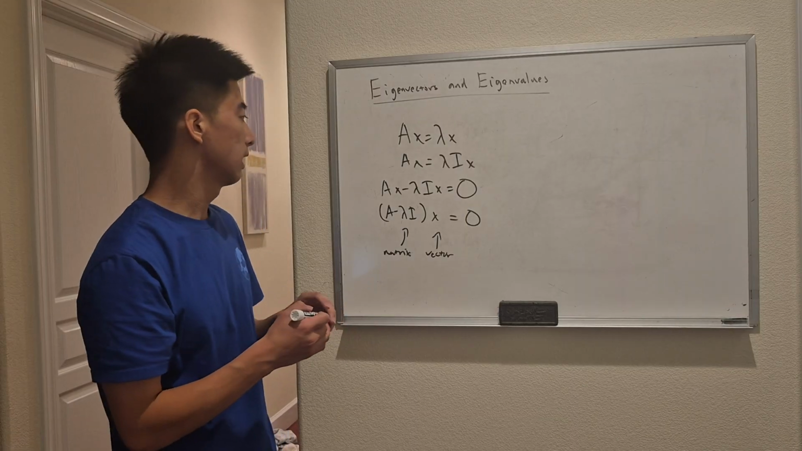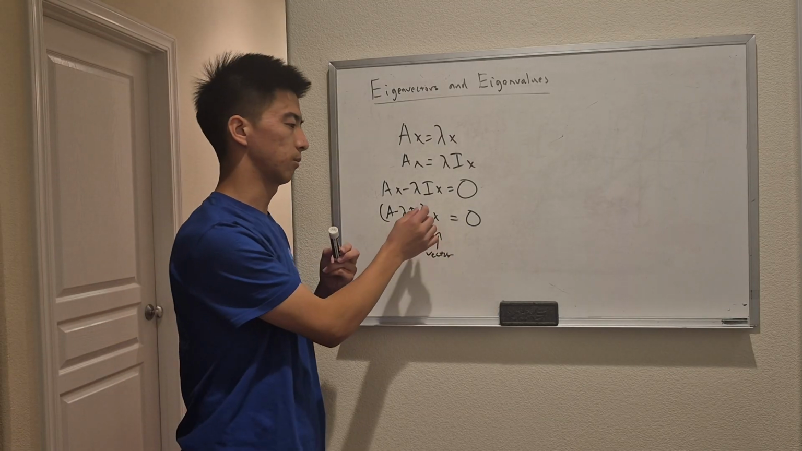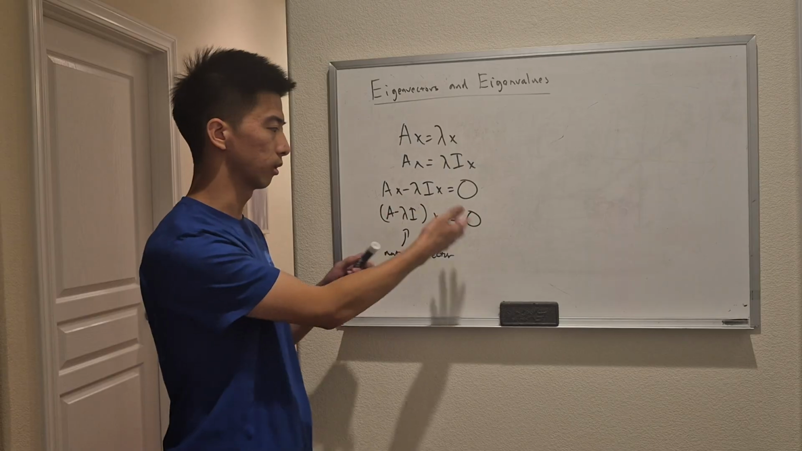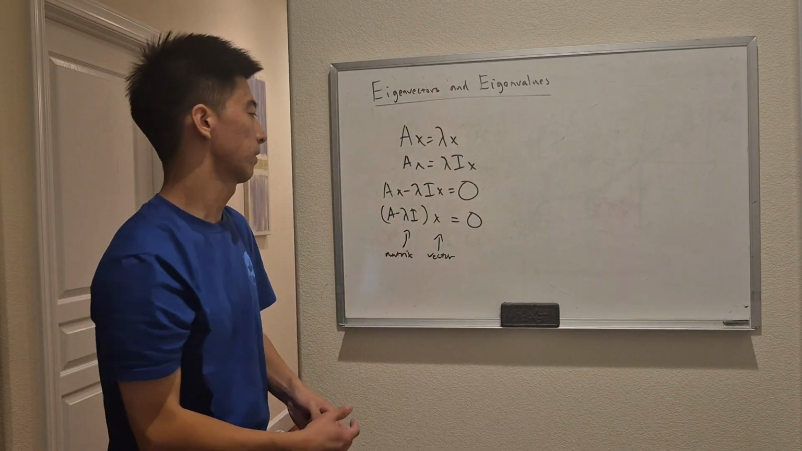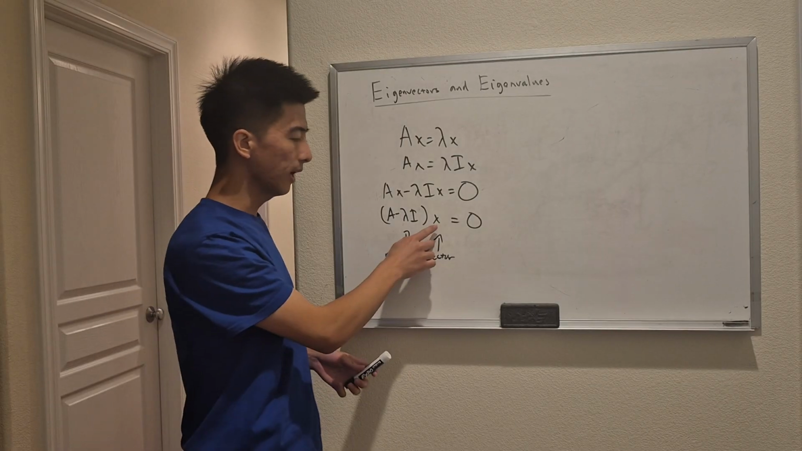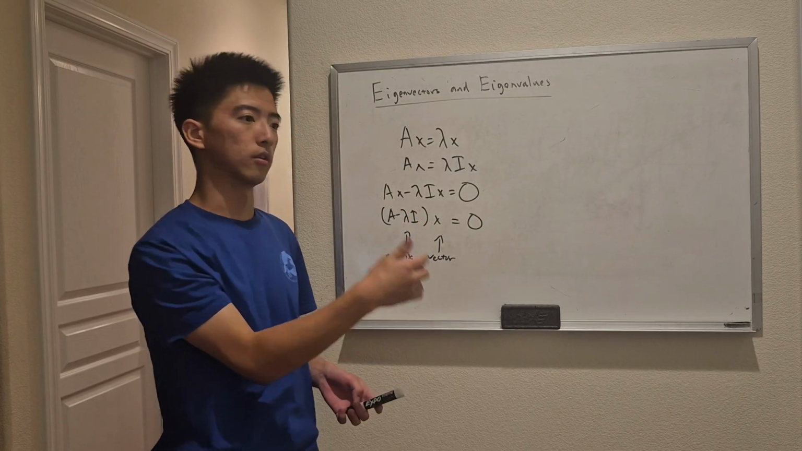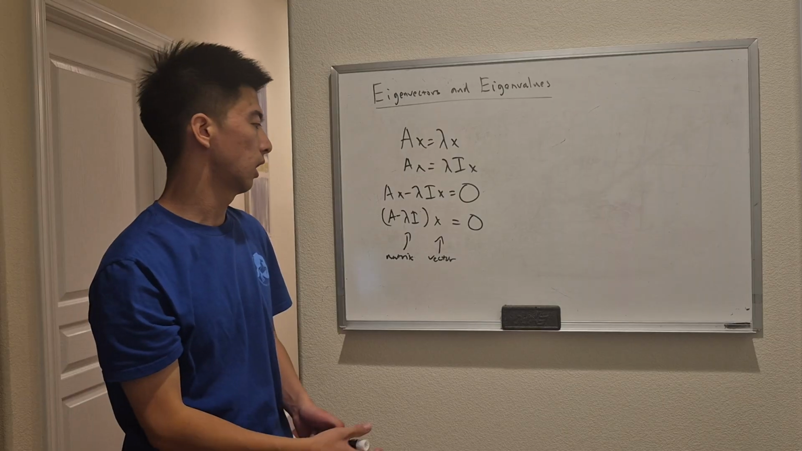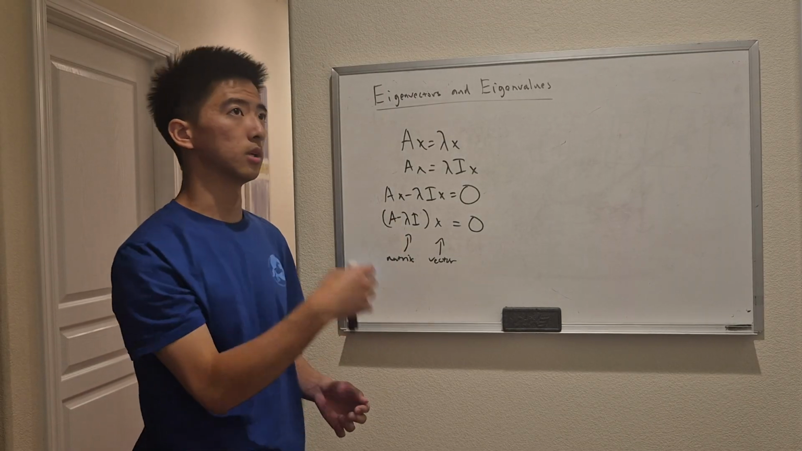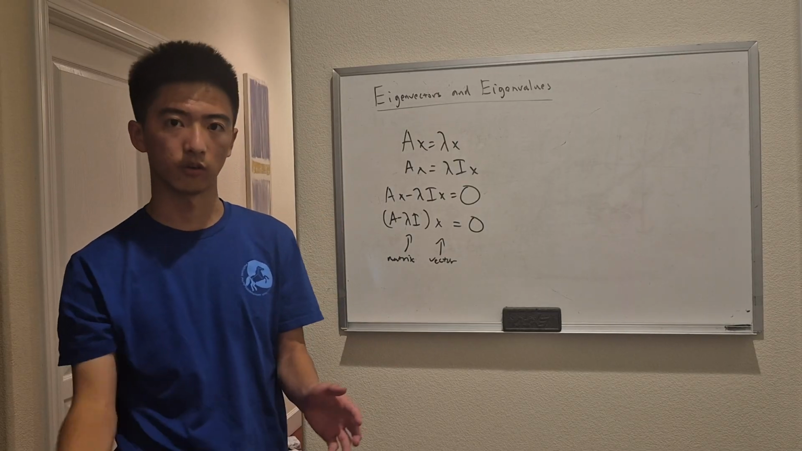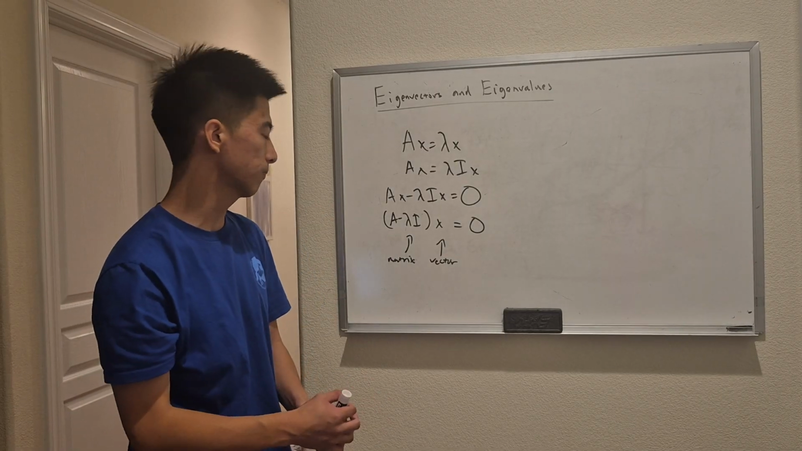And so if we want our null space to not just be the 0 vector, if we want real eigenvectors with real numbers that are not 0, we need x to have non-trivial solutions, which means that this matrix here has to be not invertible by the invertible matrix theorem, if you remember that.